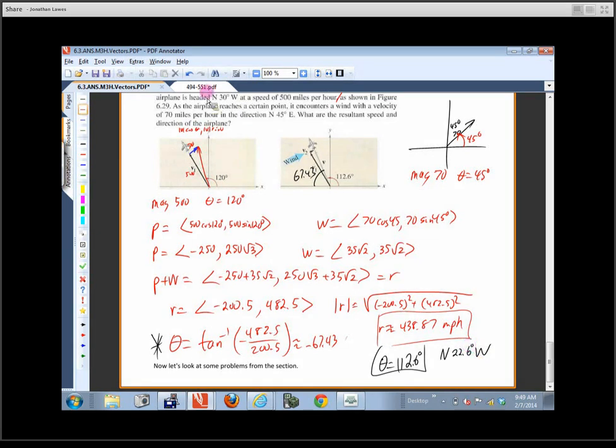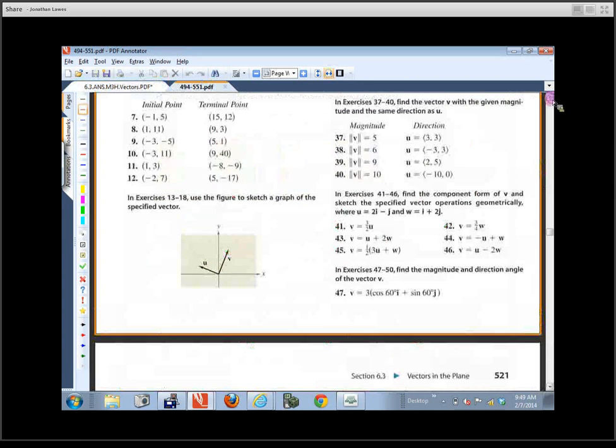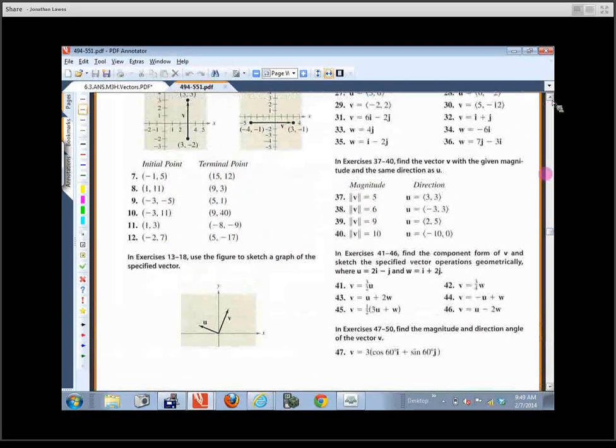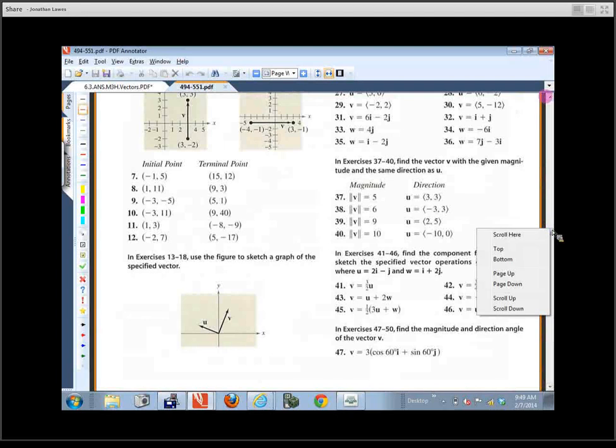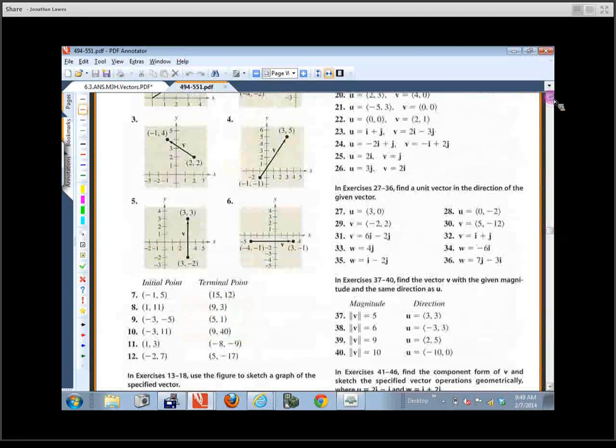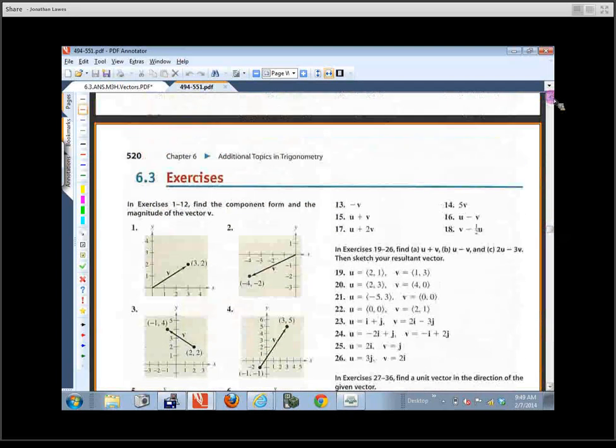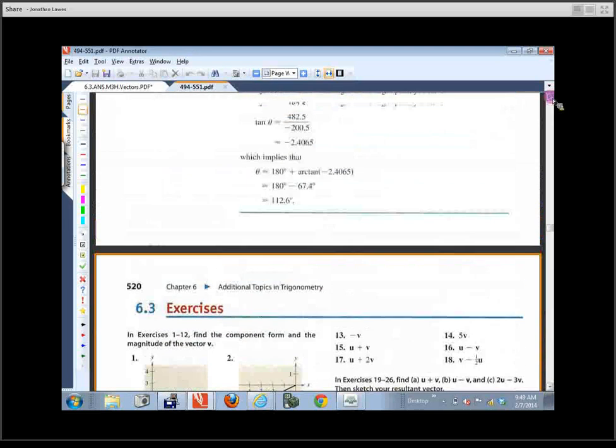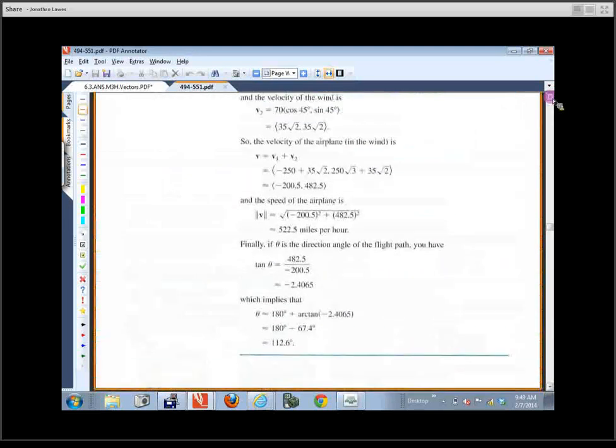Okay, let's double check ourselves. So I'm going to back up here just a little bit. I need to change the size of this PDF. Okay, there's that. They got this. I'd like to double check that. I was a little surprised when it came in. If you plug that in correctly, you should get 522.